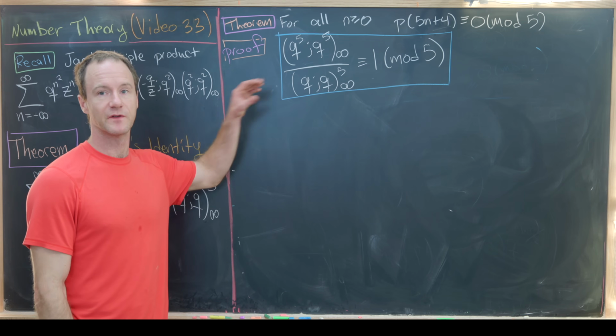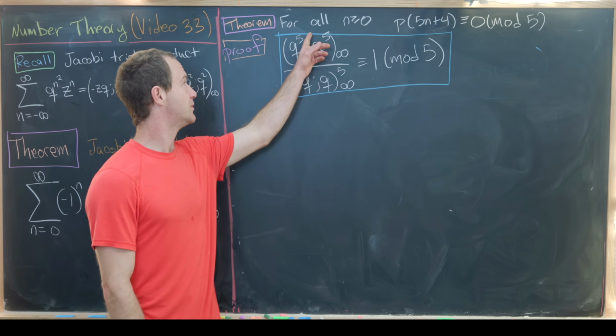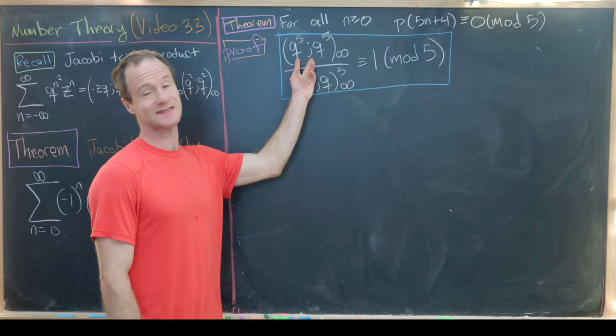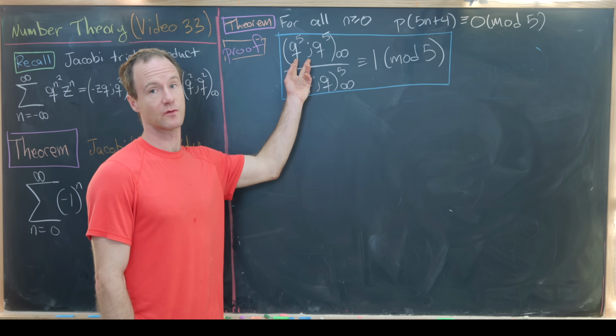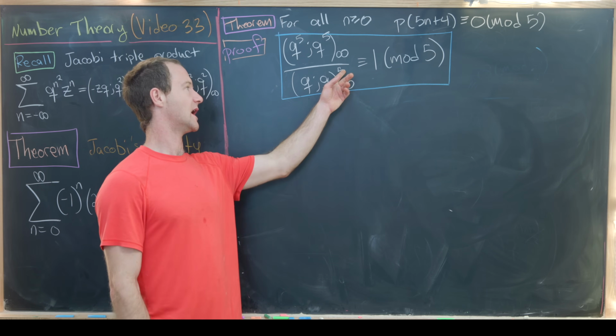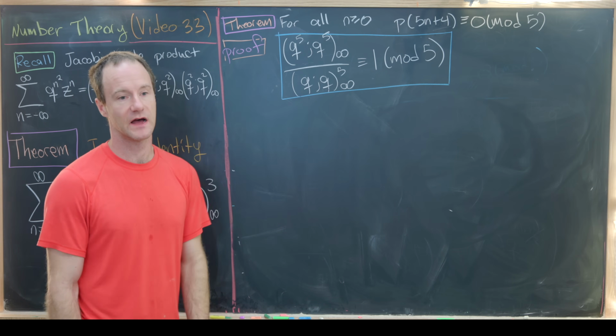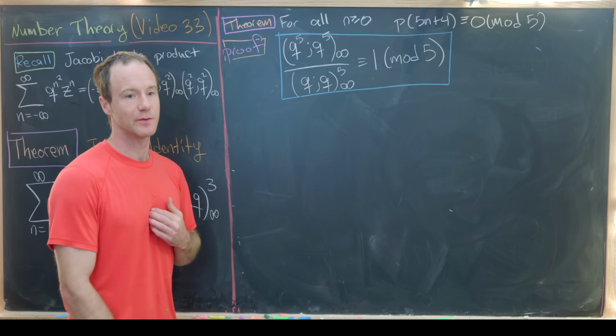On the last board, we built the following congruence, which is a result of the binomial theorem. So if you put these 5th powers inside the Pochhammer symbol, in other words, inside the infinite product, and divide it by the same thing outside the infinite product, you get 1 mod 5. Okay, so now we can jump into the proof.